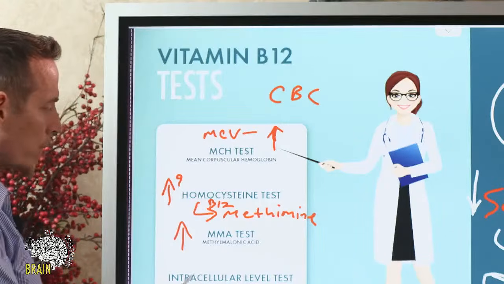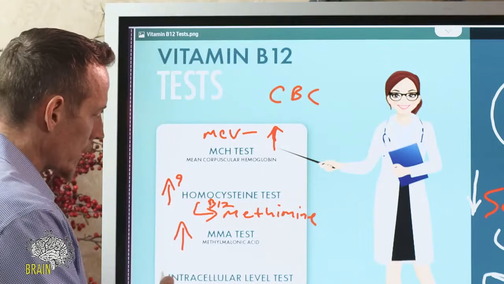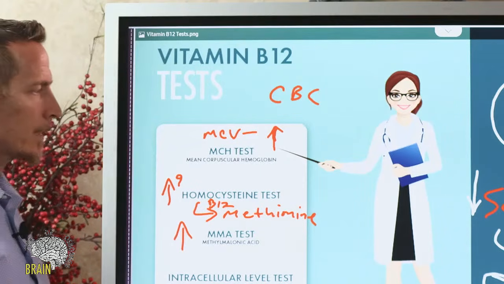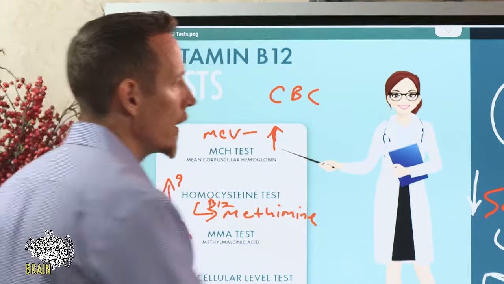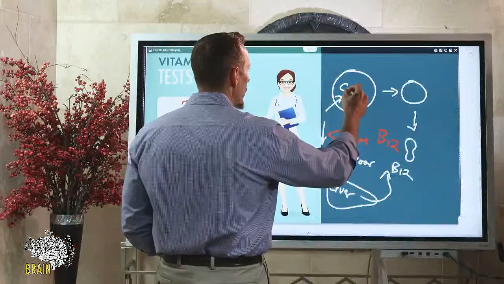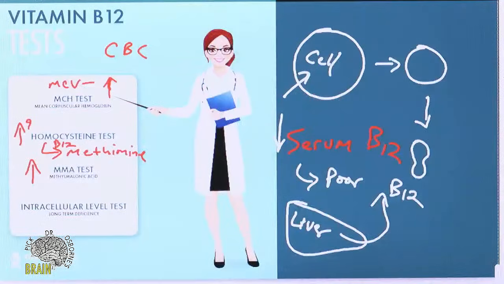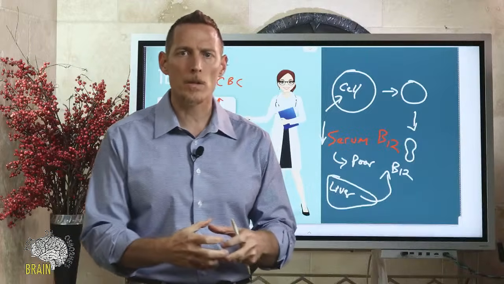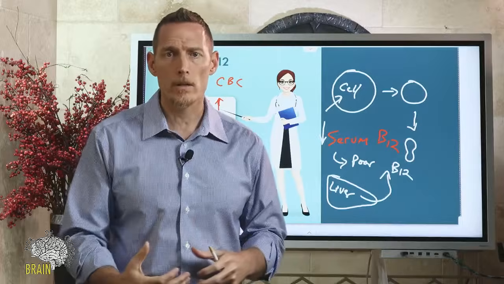The best way, in my opinion, to look at B12 is something called intracellular testing, where you actually look inside the cell with a stimulator. There's a technology that we use in clinic where we'll actually radio label your DNA inside your cells with something called thymidine and measure the growth rate of the cell.